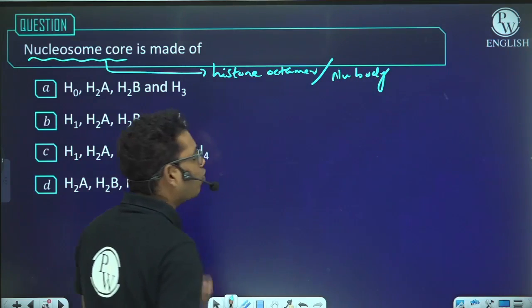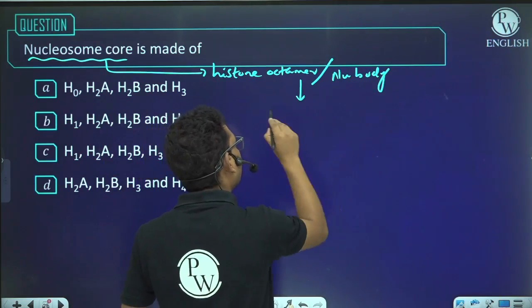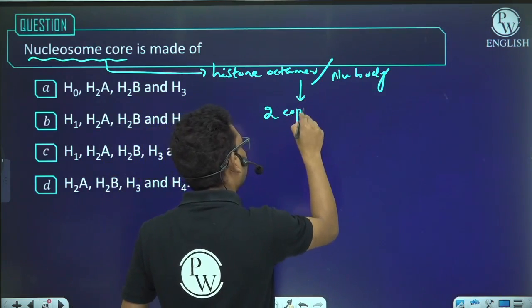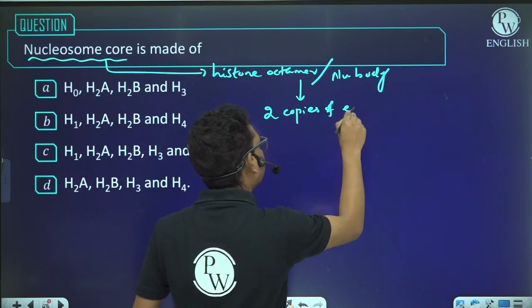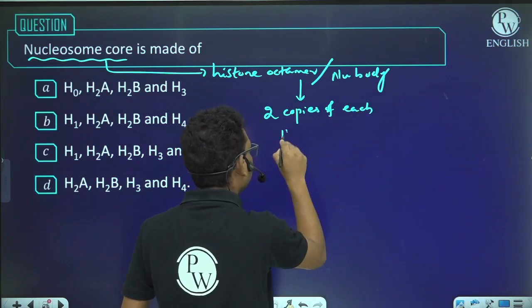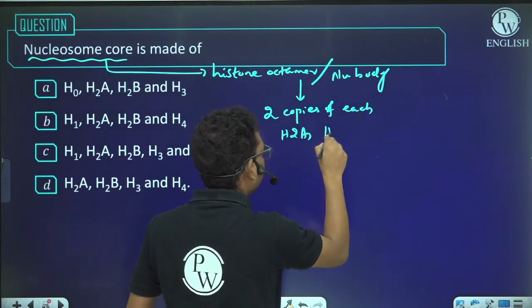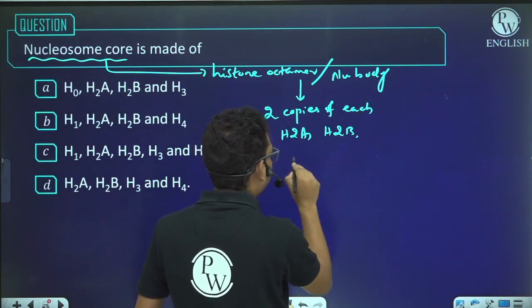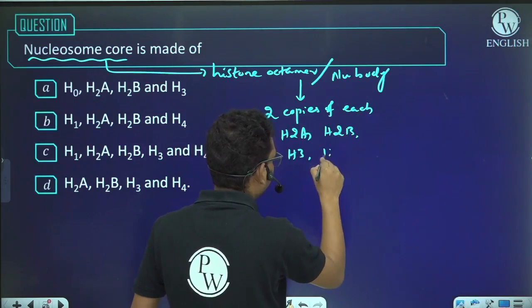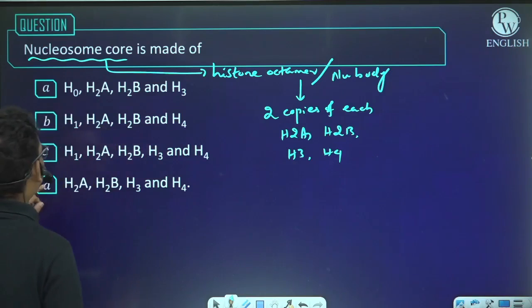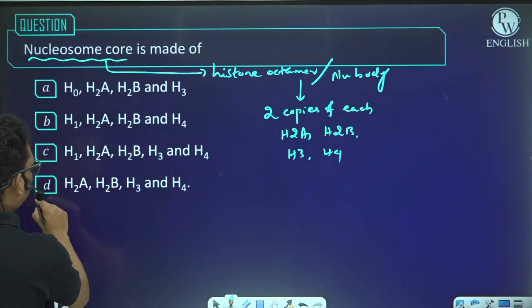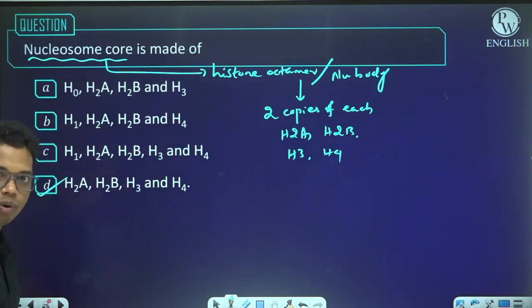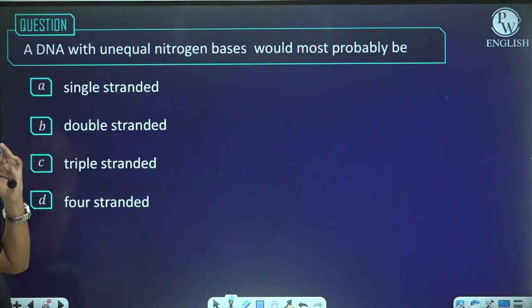And it consists of two copies of each: H2A, H2B, H3 and H4. They will be present. Okay, so the answer will be 4. Right? Next.